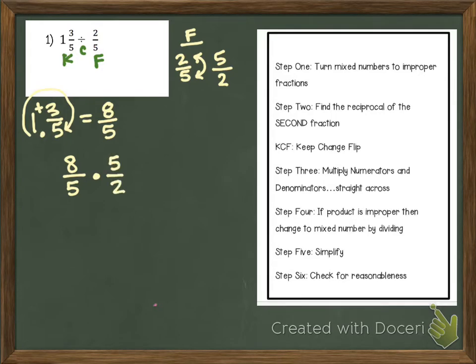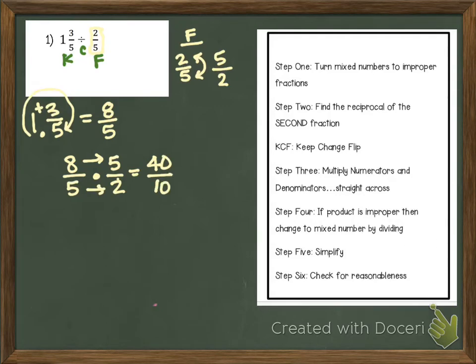So something to note about fractions when we check for reasonableness is that we started with a number right here that is less than 1. And we're working with a number here, 5 over 2, that is greater than 1. So we check for reasonableness. This should give us a bigger answer than what we're working with originally. So what that means is 8 times 5 is 40. 5 times 2 is 10.